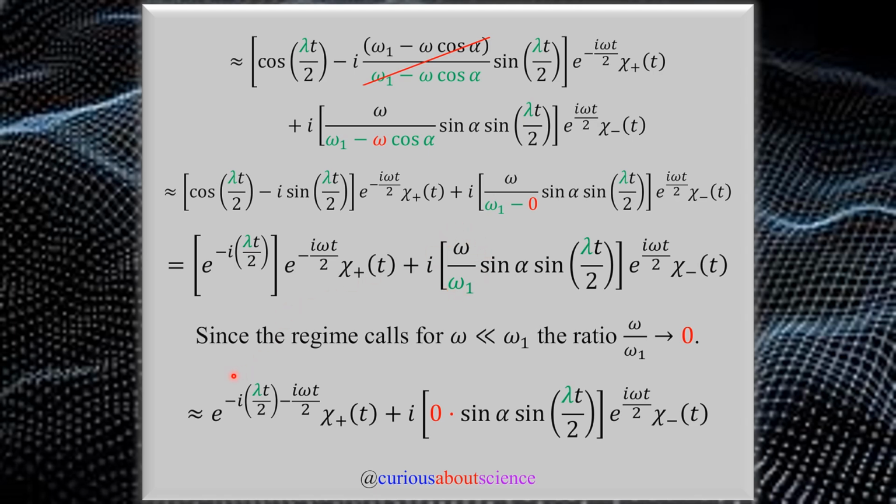Okay, so like we talked about previously in the expansion of theta, or theta, lambda, since the regime calls for omega to be much less than omega 1, the ratio here goes to 0, so this whole thing goes to 0 as we see here. Okay, and here we just combine the exponents because now that they're multiplying, we can add the arguments.